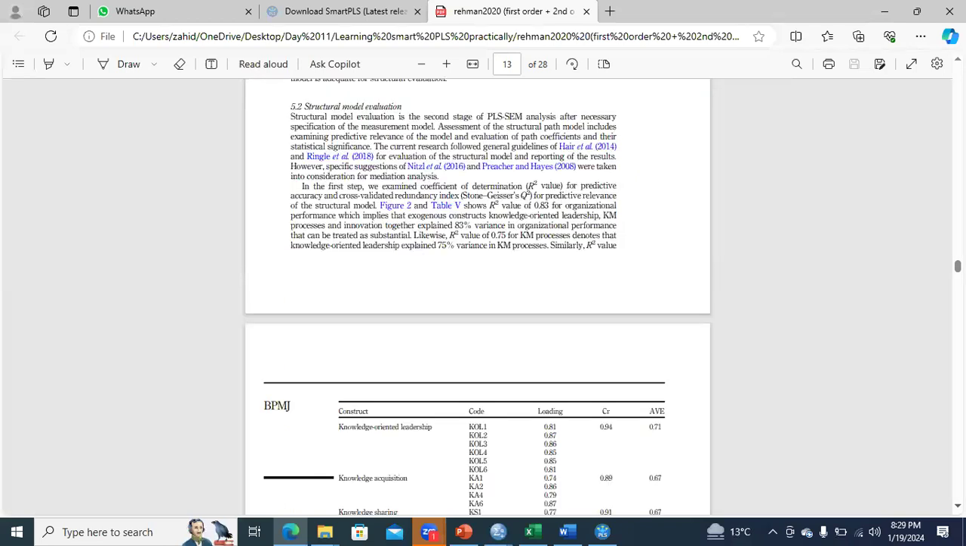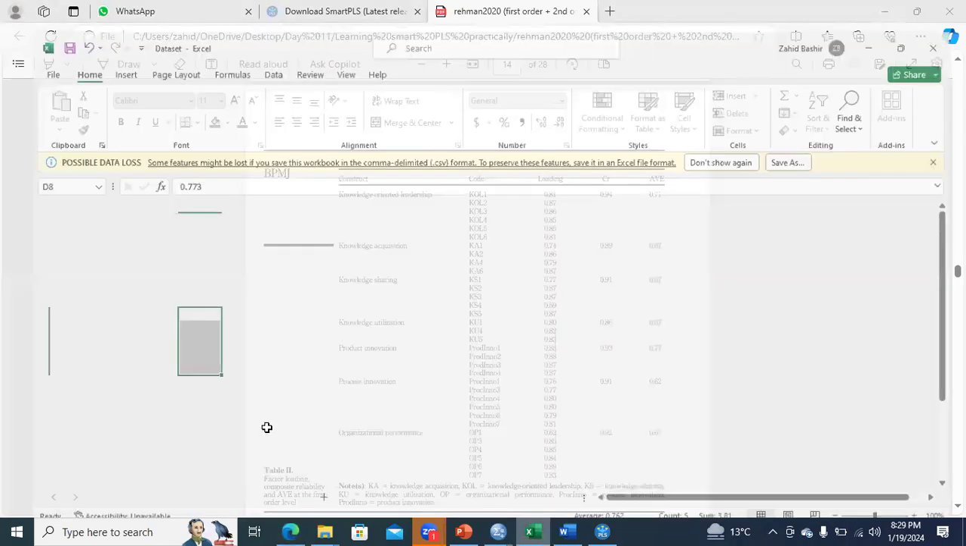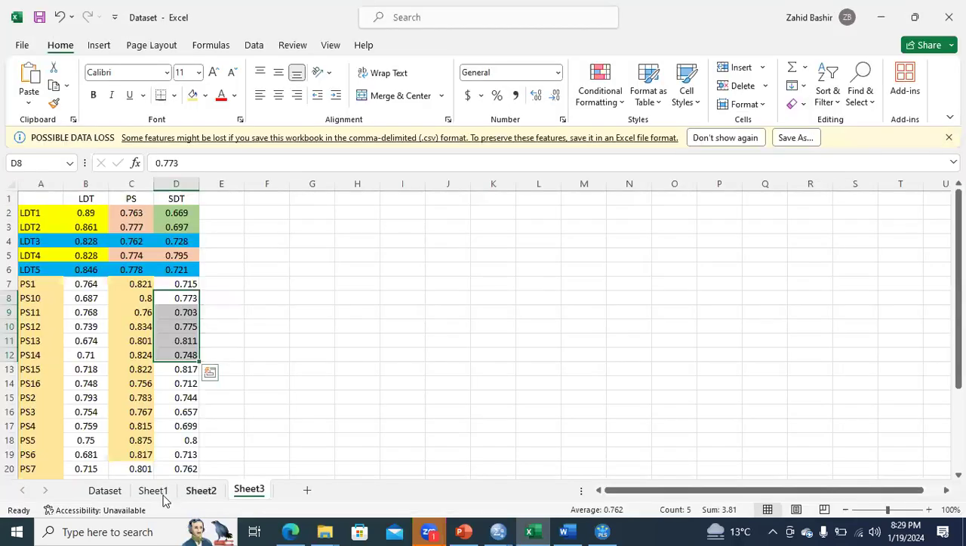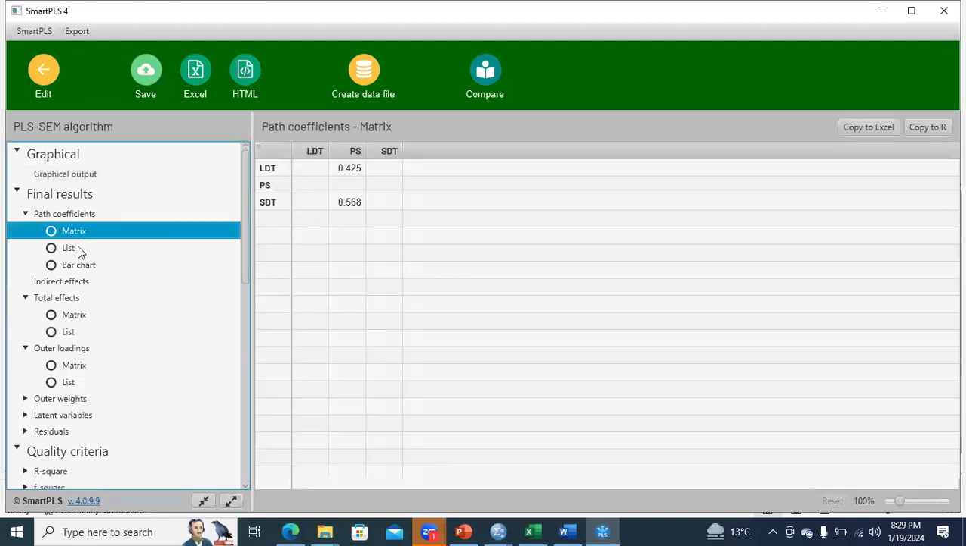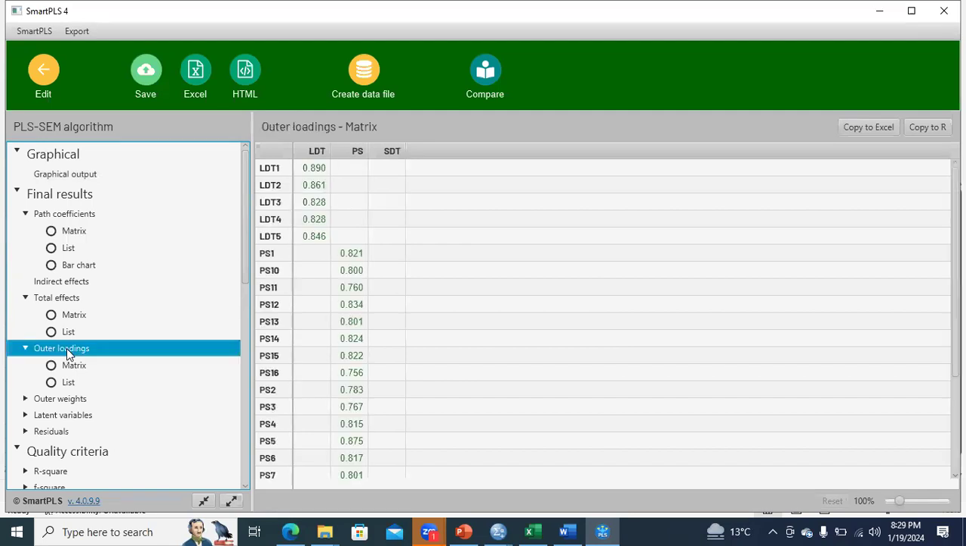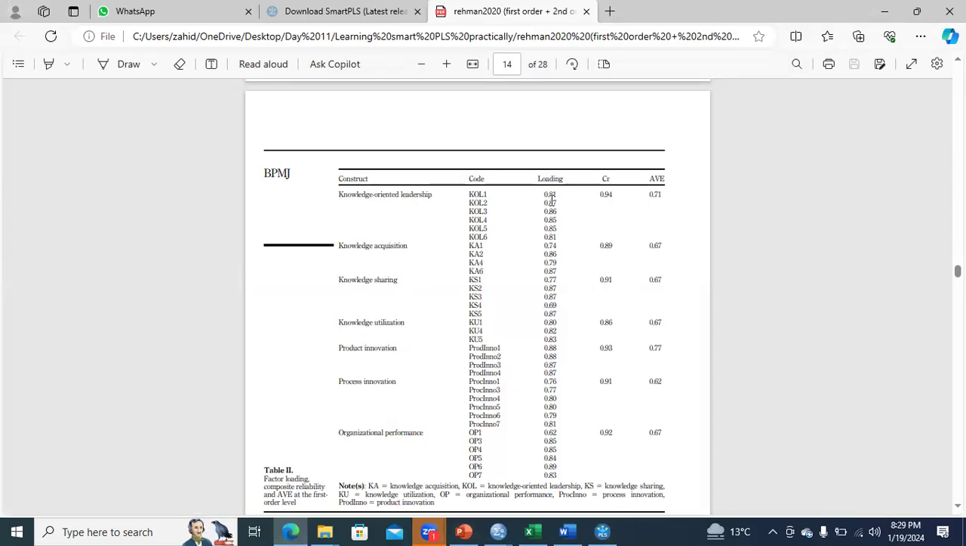Then you can see this is basically the factor loading table, like you have seen here. Sorry, here. This is the path coefficient, and this is outer loading. Basically, these are the outer loading values. So in their research, they have shown some values as the outer loading values of their different constructs. So this is the construct, and it is measured by these six factors, and these are the factor loading values.